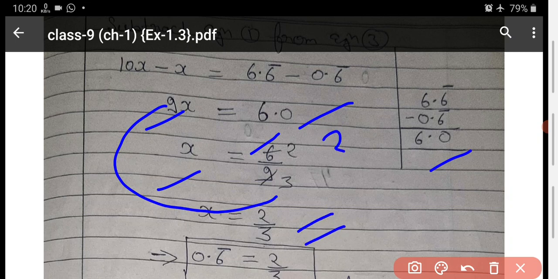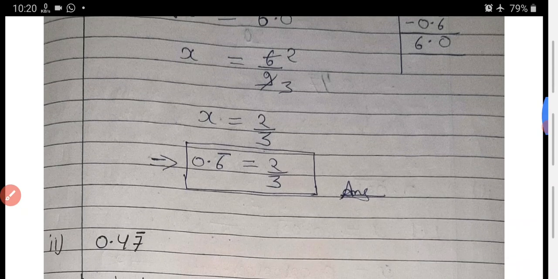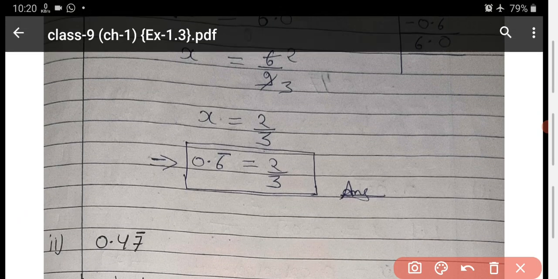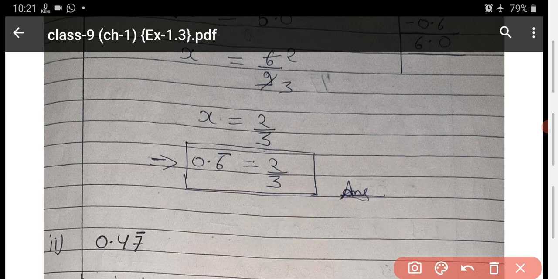And what is the value? You let x be 0.6 bar. So 0.6 bar is equal to 2 upon 3. It is your proper answer. Now you can write 0.6 bar is equal to 2 by 3. It is in the form of p by q, where p and q are integers and q is not equal to 0. So it is your proper answer. Okay, now come to the second part.